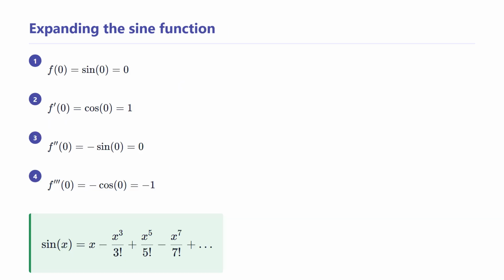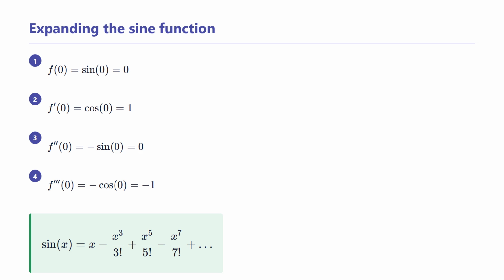Now that we have successfully expanded the exponential function, let us try something that oscillates, the sine function. This is incredibly important in physics for analyzing waves and pendulums. We evaluate the function and its derivatives at 0. The derivatives of sine cycle through a predictable pattern: sine, cosine, negative sine, negative cosine.